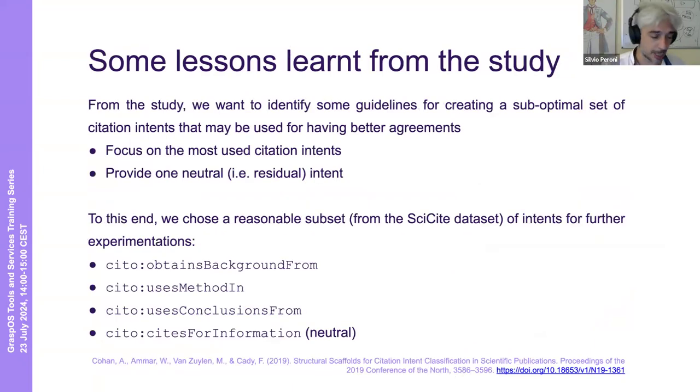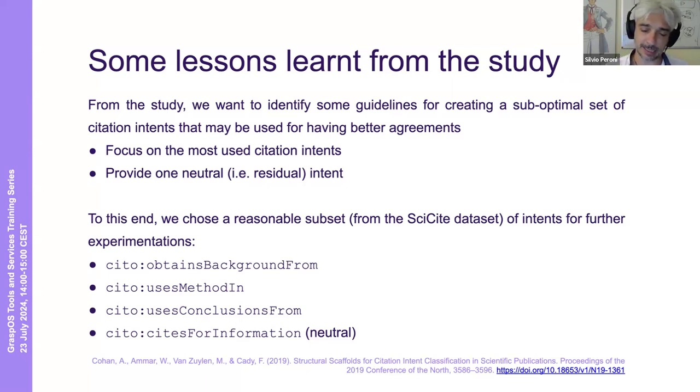That was a good test, a good analysis. That allowed us to come up with some lessons learned from the study. And among the lessons learned, we have identified that we need to focus on the most used citation intents, for sure. That should be limited, a small amount of them. And second, we need to have one single neutral intent. That is a kind of residual category.